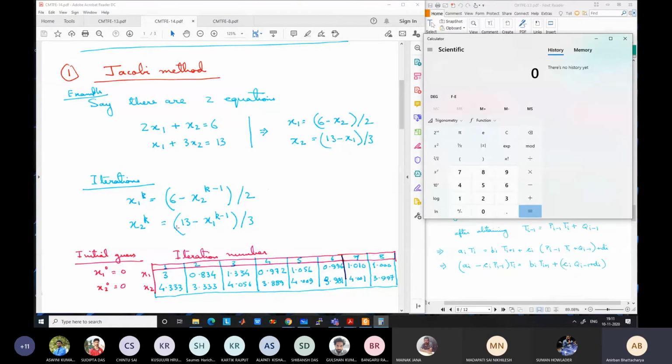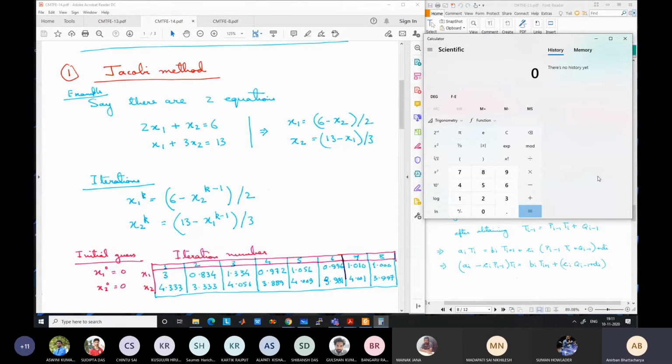Similarly, for x2, the 0th iteration value of x1 is 0. So 13 minus 0 by 3, which is 13 by 3, or 4.333. This is after one iteration. So for the second iteration, now x2 at k minus 1 is known. For k equal to 2, the k equal to 1 value is 4.333.